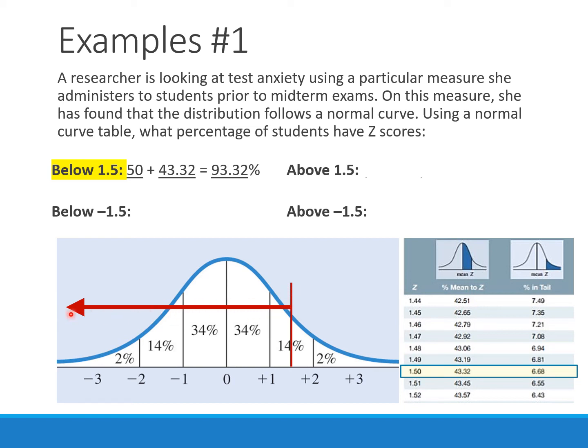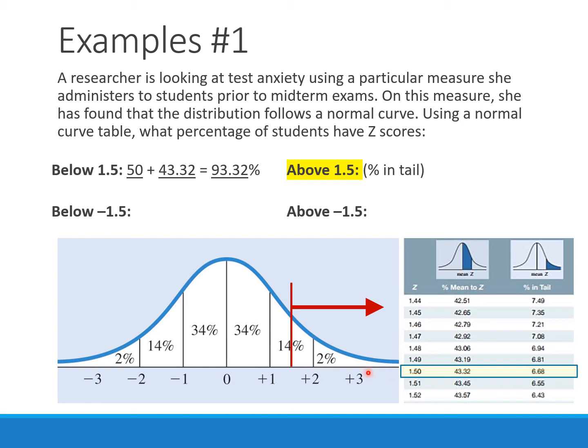of people. We look on our chart and we see the mean to the z-score, right here is 43.32, and then we also add the 50. So 93.32% of the students scored below a z-score of 1.5. Okay? What about above 1.5?